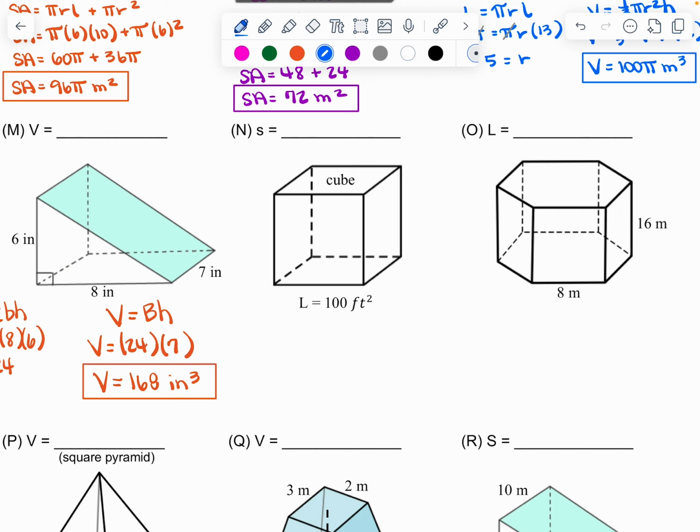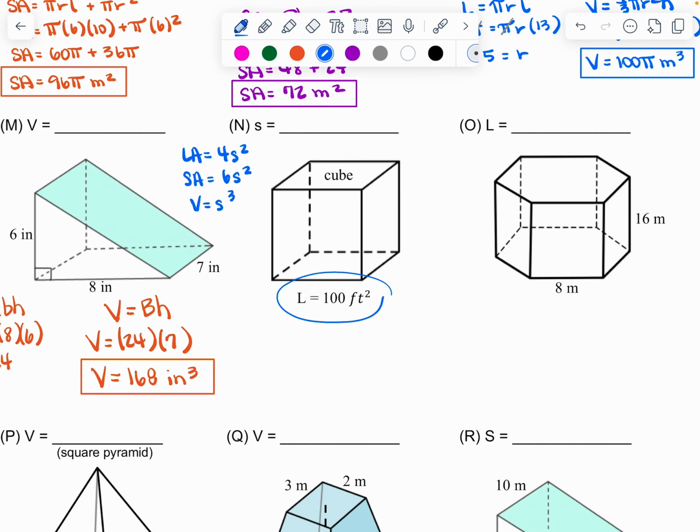All right, letter N. Letter N is a cube. Remember, you should know all of your cube formulas. They are not on your formula chart. So just as a reminder, LA is 4S squared because there's only 4 lateral faces. SA is 6S squared because there's 6 faces total. And volume, since it's 3-dimensional, is S cubed, right? S times S times S. So you need to know those for your test.